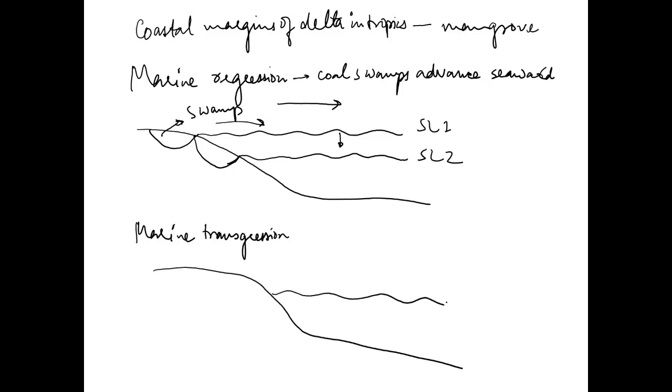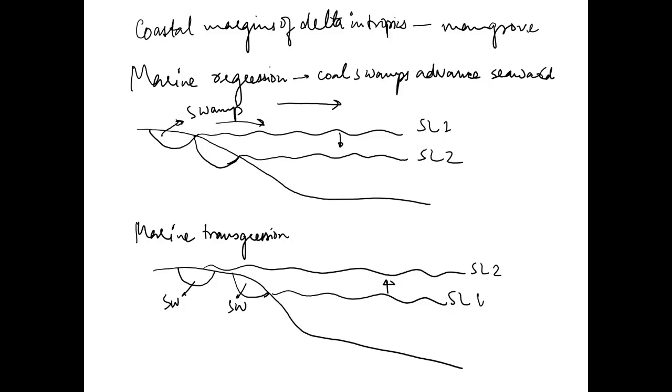If this was sea level 1 and sea level rose, it will inundate this area. So earlier, this portion was the swamp. Now, if the sea level has come over here, this portion will become the swamp. SW means swamp. So, marine transgression and regression also play an important role in the formation of coal swamps.